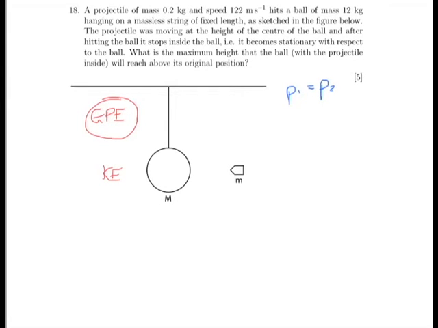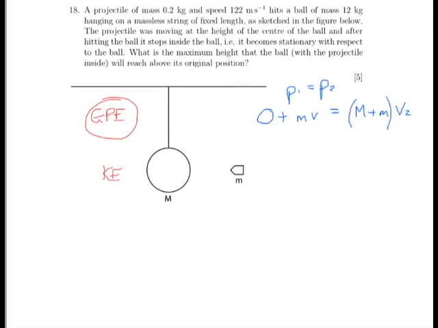So the momentum before, we have big M, which is not moving, so that's 0 momentum, plus little m, which has a mass little m, and a velocity that we know as well, which we'll call v, equals the combined mass of big M plus little m multiplied by our new v, let's call that v2.